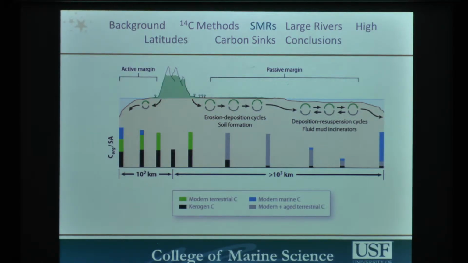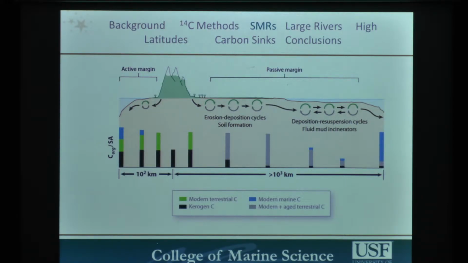Now, a few years after our initial investigations using this method, this conceptual model came out, and this is published by Neil Blair and Bob Aller in Reviews of Marine Science. And what it shows is that the type of carbon that gets transported by river systems and then ultimately may be preserved or reworked in marine sediments is highly dependent on the margin type.